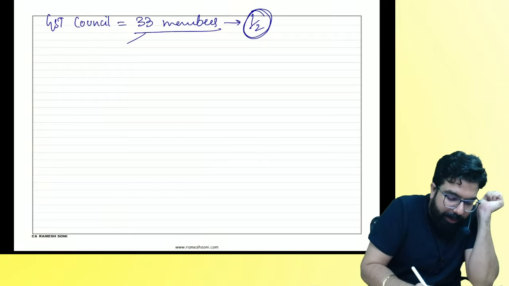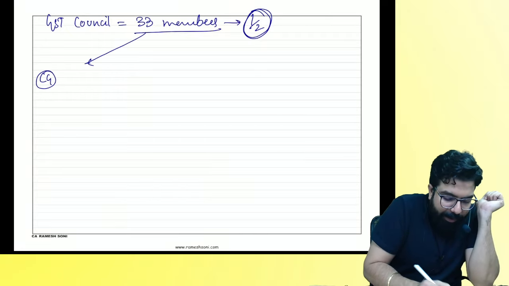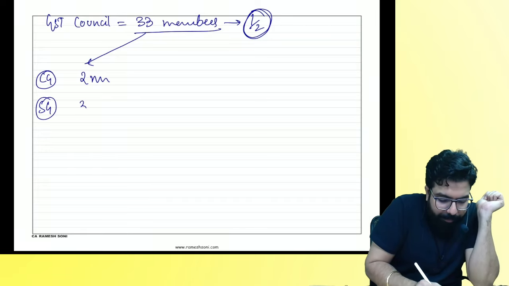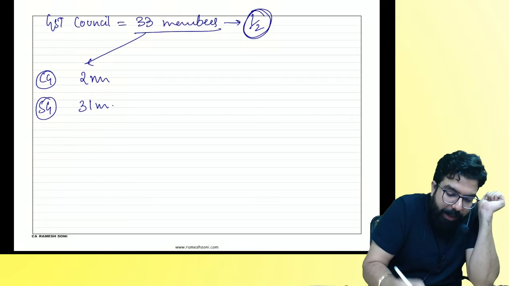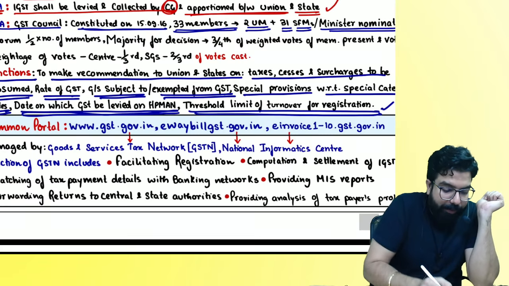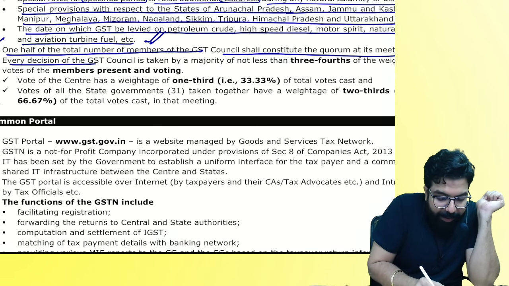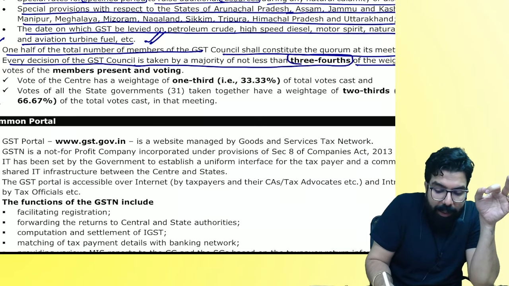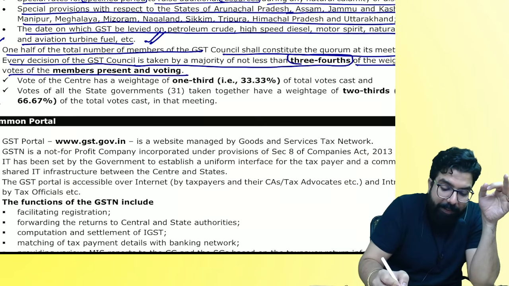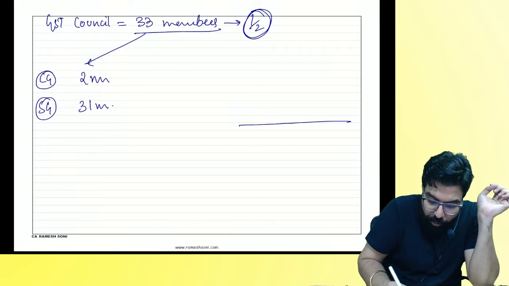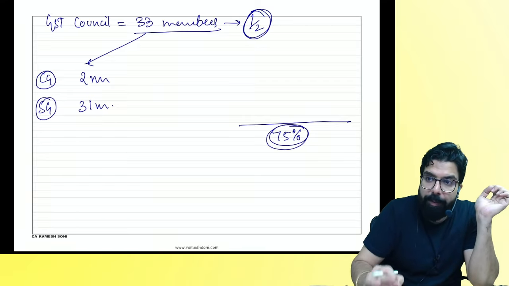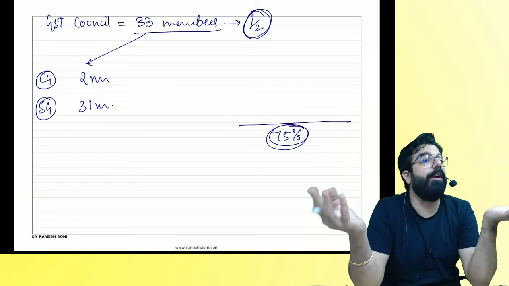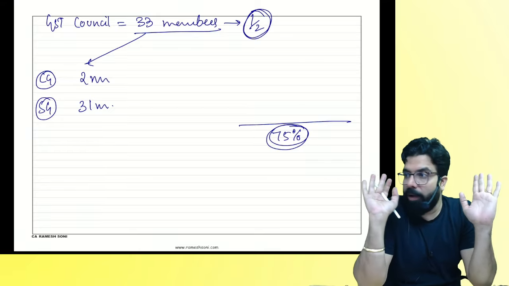Now, tell me one thing. 33 members means the central government has how many members? 2 members. And the state governments have how many members? 31 members. What they are telling is the weight of the vote: every decision of the GST Council will be taken by a majority of not less than 3/4 of the weighted votes of the members present and voting. It means how much majority should be achieved? 75%. Only when you achieve 75%, majority is achieved. 3/4 means what? 75%. Do you guys agree with me?